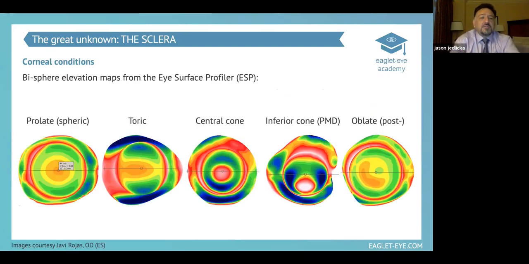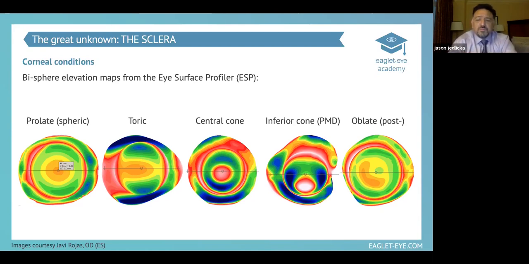As we look at corneal shape and scleral shape, again, we can see a wide variety of scleral shapes. These are bisphere elevation maps from the eye surface profiler, and I'll explain a little bit more about what that means in just a moment. As you look to the left, you can see a spherical cornea, as you can tell by the corneal topography part of the map, that merges into a relatively spherical scleral shape as well. As we move on to the second picture, we can look at our corneal part of our map and see a high degree of corneal toricity that also does blend into a highly toric sclera.